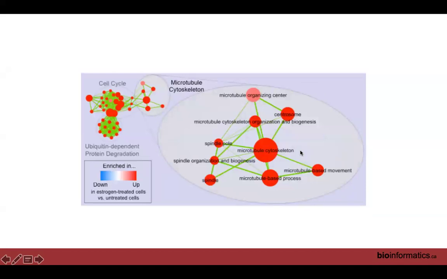You can zoom in on each one of these clusters if you're interested in seeing the actual names of the pathways associated with it. Over here, I've zoomed in on the microtubule cytoskeleton, and as you can see, each one of the gene sets associated with this theme represents microtubule processing of some sort. So you can zoom in or out and understand what's happening on an individual level.